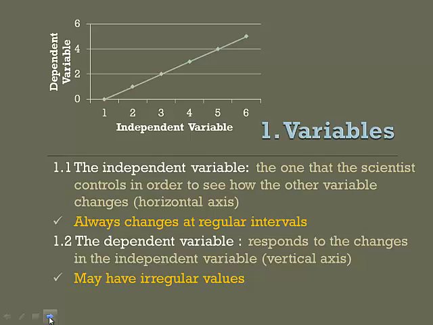The dependent variable responds to changes in the independent variable. So depending on what the scientist has set for the other variable, it will have different values. Looking at the data set, quite often it will have irregular changes or values to it. Decimal numbers, or it just won't follow the regular pattern like the independent variable will.